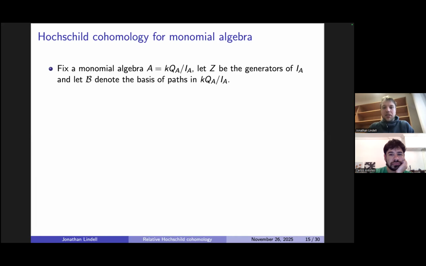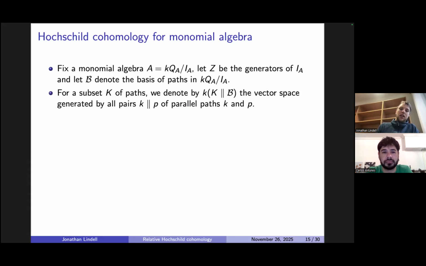Okay, so before we can state the result, we just need to recap some things about monomial algebras. So if we now have that A is a monomial algebra, then we can denote Z the generators of our ideal, and the squiggly B the basis of paths. And then we define this vector space k(Z parallel to B) to be the vector space generated by all pairs of elements such that they are parallel.